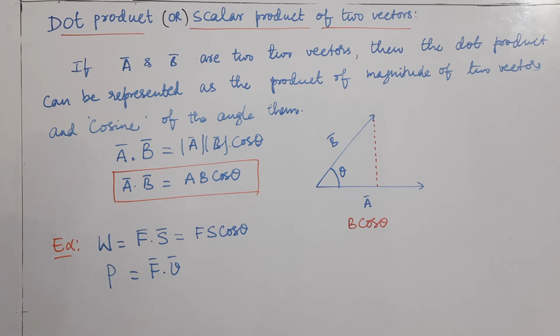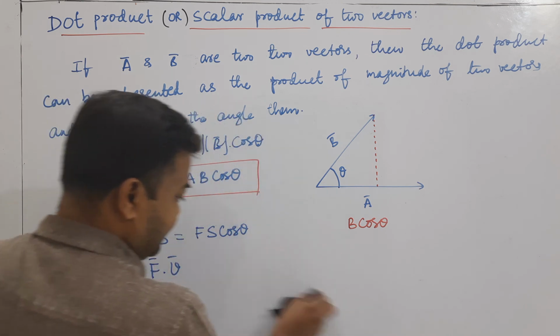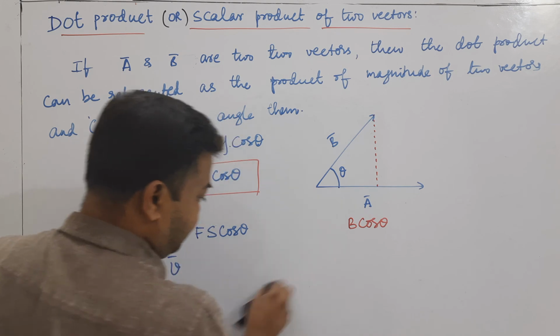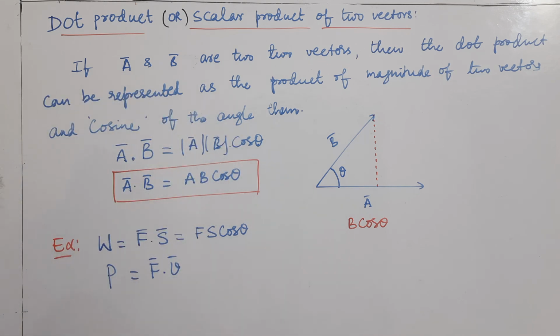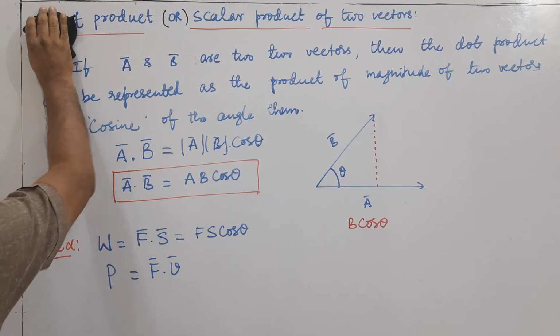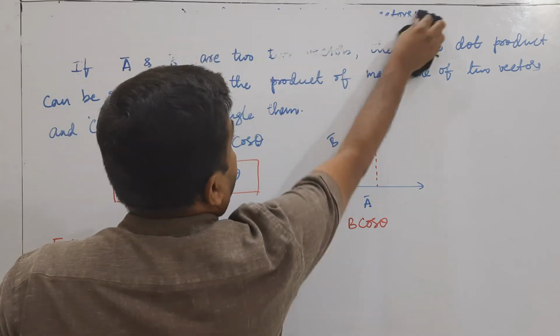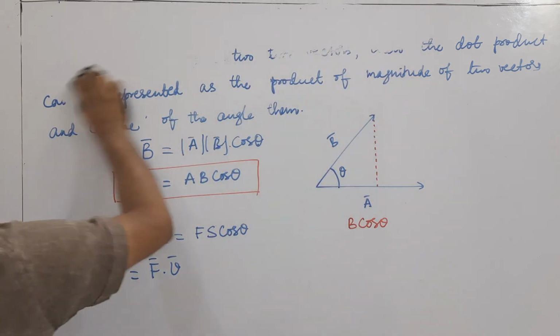Just copy this one. We will explain some properties that we will discuss. First you copy this. Shall I rub? We write some properties.